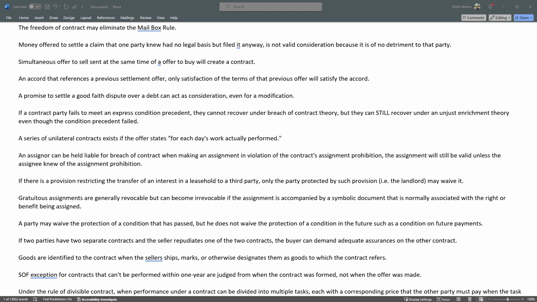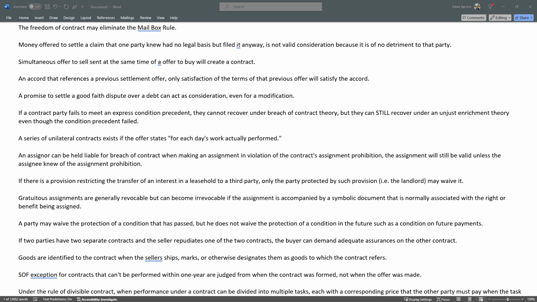Gratuitous assignments are generally revocable, but can become irrevocable if the assignment is accompanied by a symbolic document that is normally associated with the right or benefit being assigned. A party may waive the protection of a condition that has passed, but he does not waive the protection of a condition in the future, such as a condition on future payments.